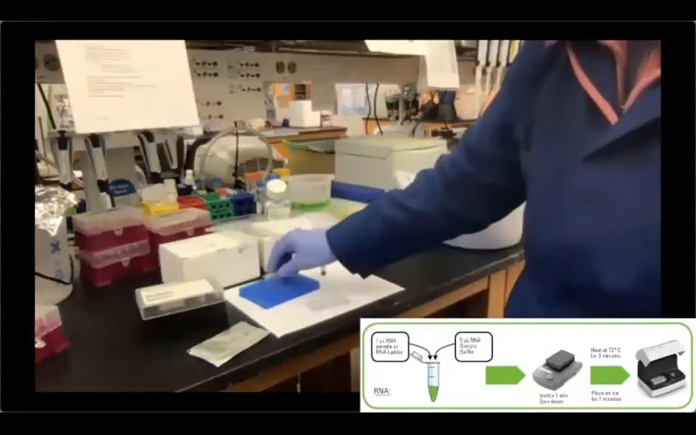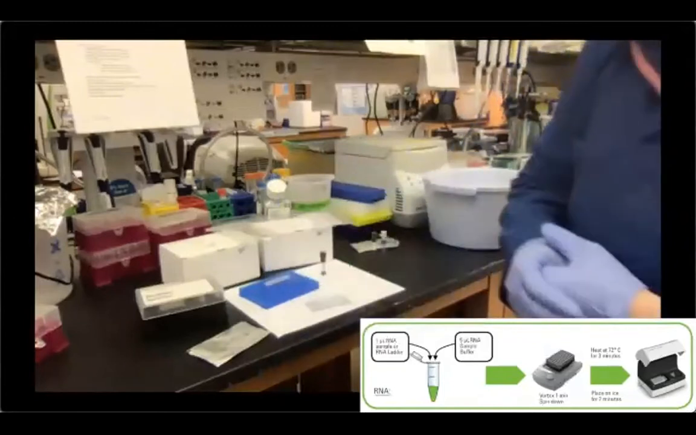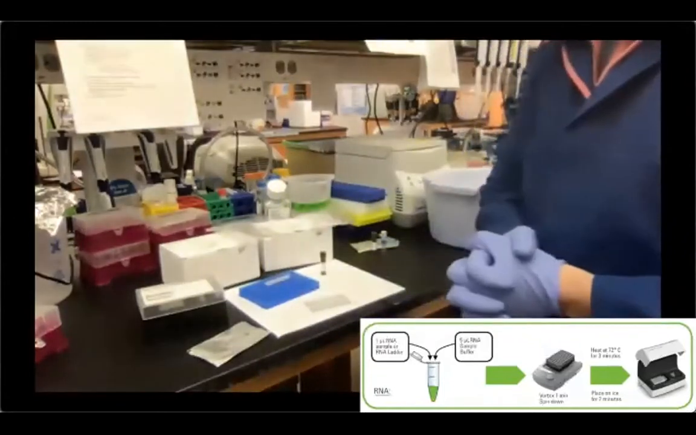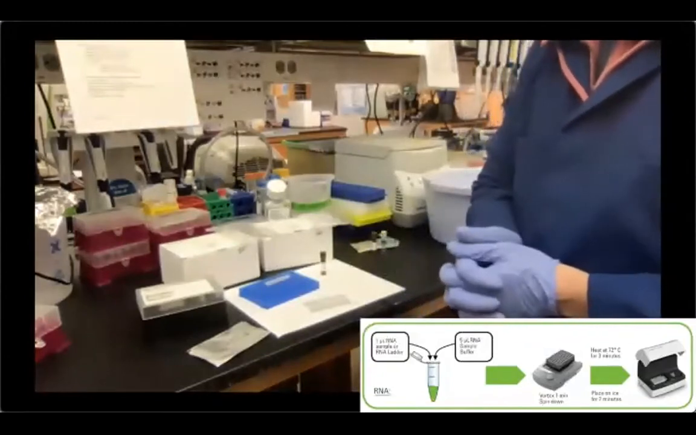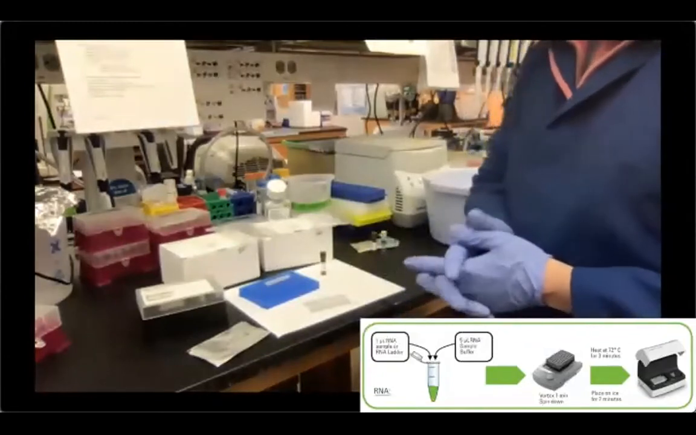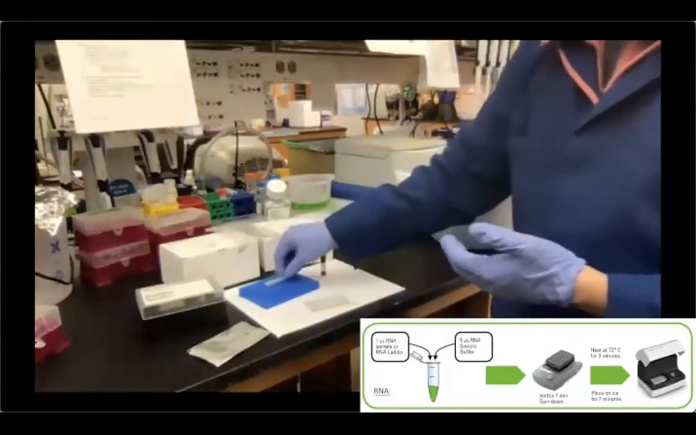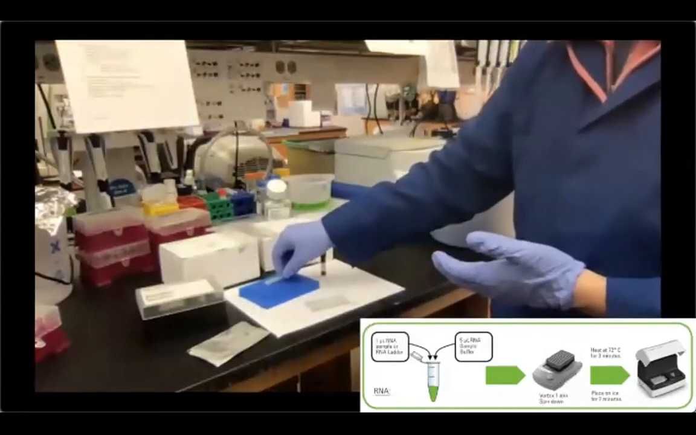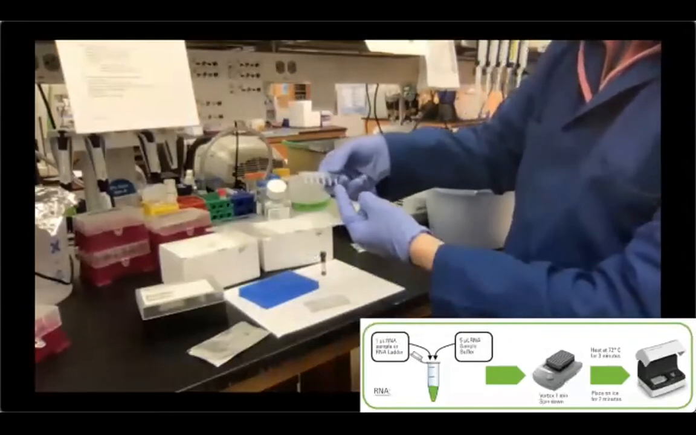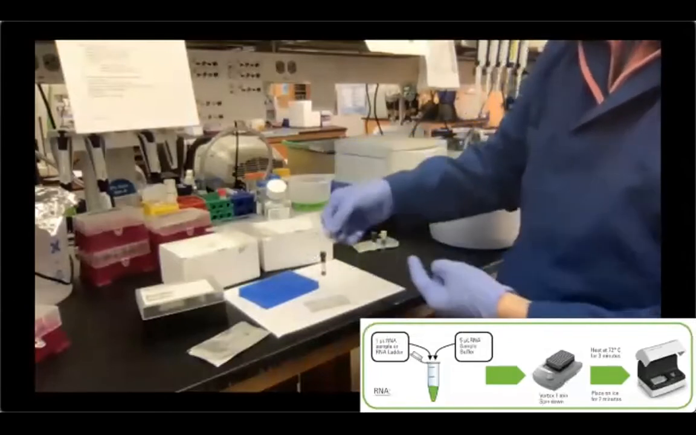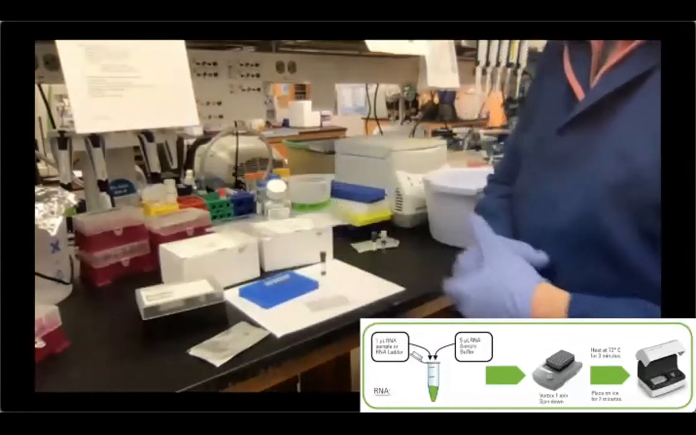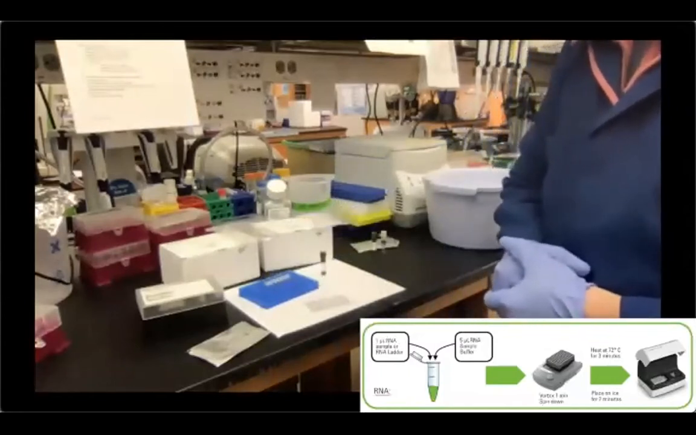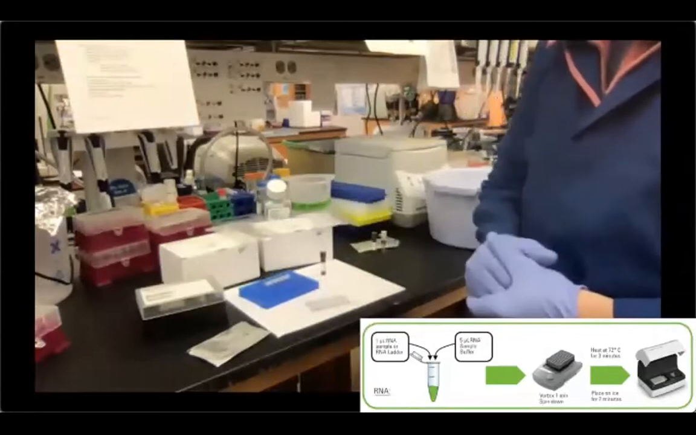So this is one of the few drawbacks of the TapeStation. You can only run an even number of samples every single time. If, like in my case, you have an odd number of samples, what you can do is just load water in the last tube. And so we can basically now have an even number of samples, okay?